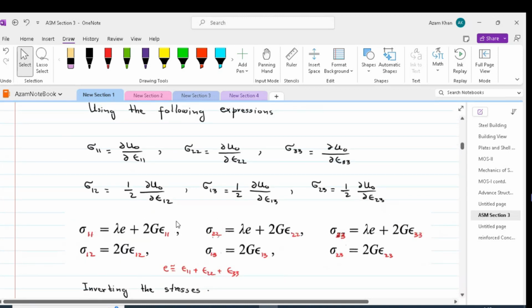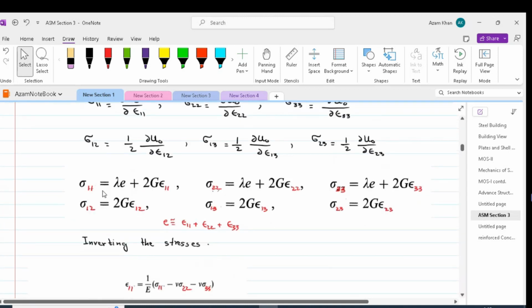And once we do that, we get sigma 1 1 equal to lambda times E plus 2g epsilon 1 1. Sigma 2 2 is equal to lambda times E plus 2g epsilon 2 2. Sigma 3 3 is equal to lambda times E plus 2g epsilon 3 3. The shear components are sigma 1 2 is equal to 2g epsilon 1 2, sigma 1 3 is equal to 2g epsilon 1 3, and sigma 2 3 is equal to 2g epsilon 2 3.